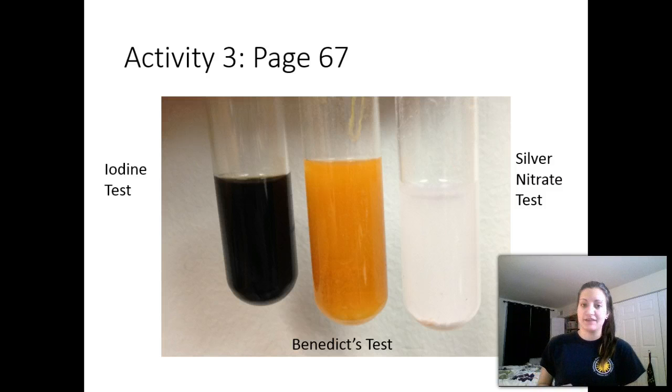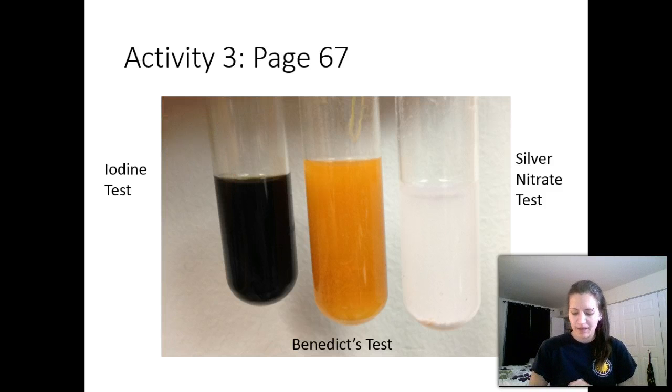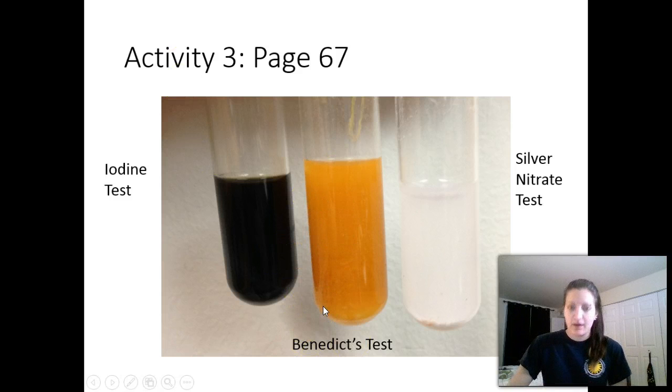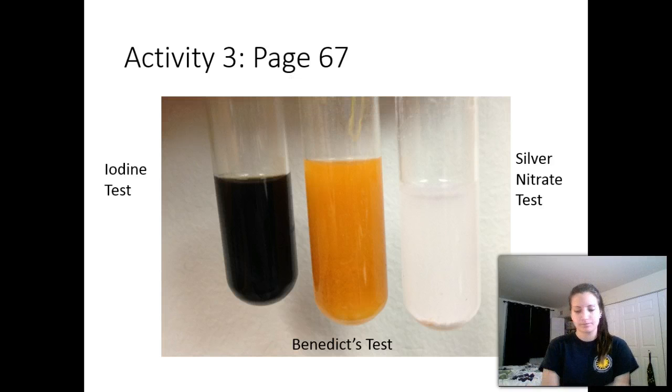The iodine test tests for starch. Originally this is yellow. Ours came out black, which means it's positive. And then finally glucose is tested using the Benedict's test, so here in the middle. Initially, this solution is a turquoise light blue color, and it came out a yellowish orange color. So that means that it was positive.